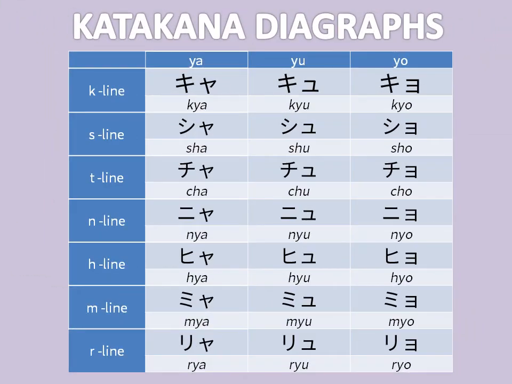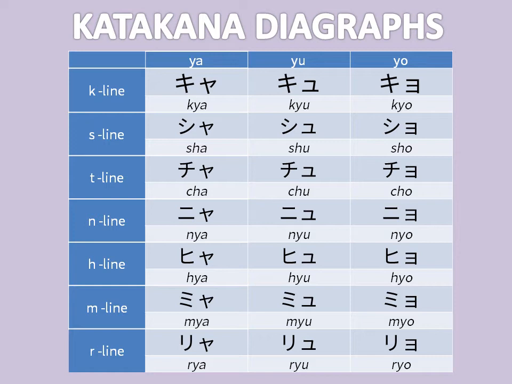Now, similar to hiragana digraphs, we have katakana digraphs as well. Here, if we add the normal katakana characters with the ya, yu, or yo, then we have another new set of sounds. So let's get started.